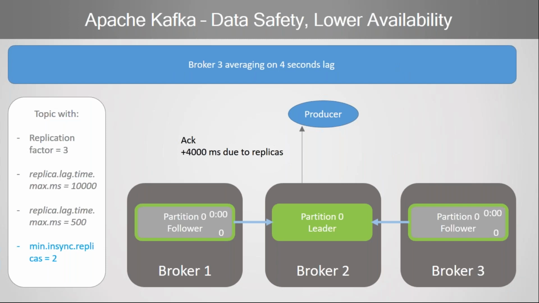You'll see now that broker 3 is up to date because it just made a fetch request and now it's got all the data, so it's fully up to date. But it was lagging. It took 4 seconds of extra latency for the ACK to occur.